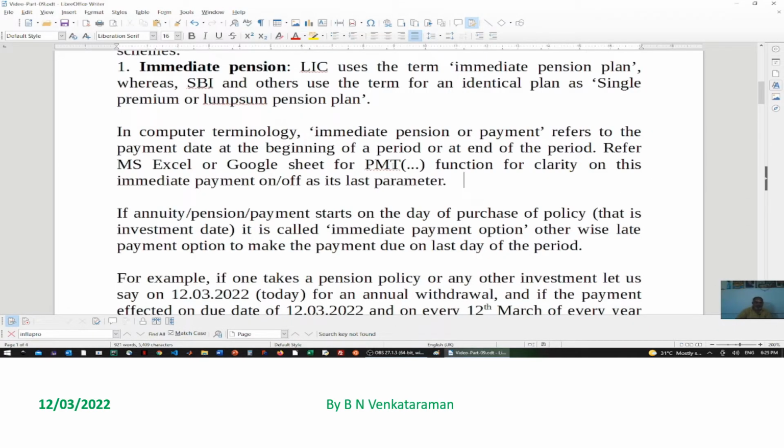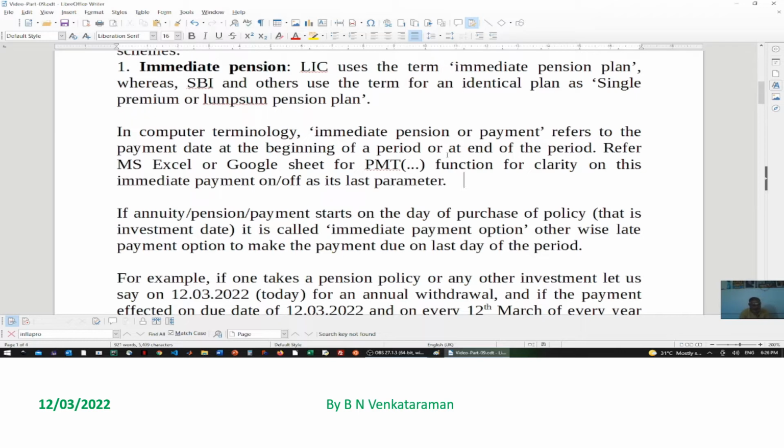Immediate pension. LIC uses the term immediate pension plan, whereas SBI and others use the term single premium lump sum pension plan for an identical plan. In computer terminology, immediate pension or payment refers to the payment date being at the beginning of the period or at the end of the period. Refer to the PMT payment function in Microsoft Excel or Google Sheets for clarity on this immediate payment on/off as its last parameter.